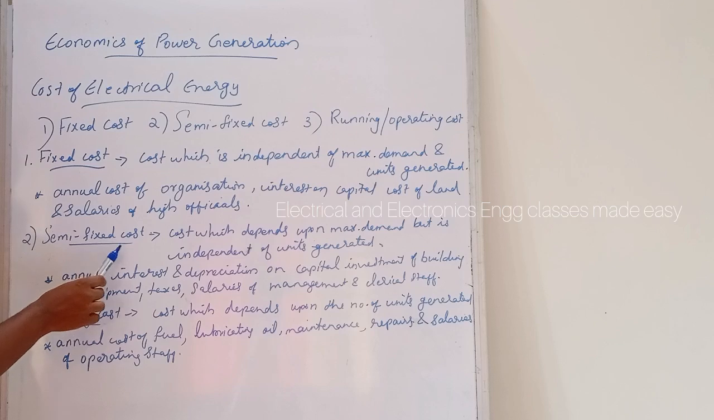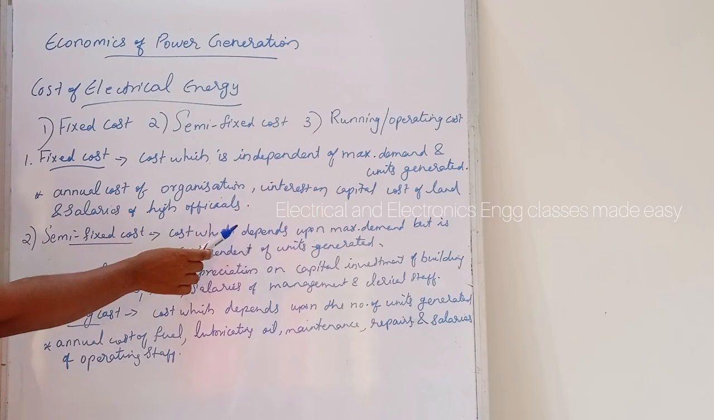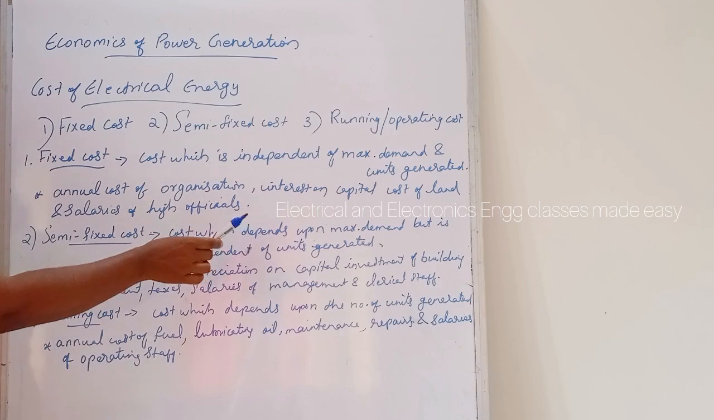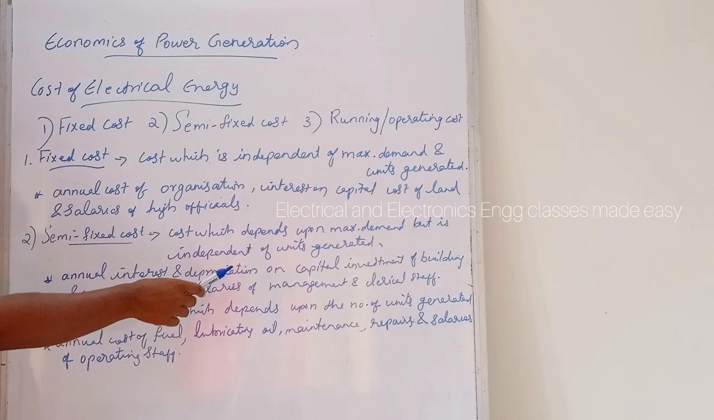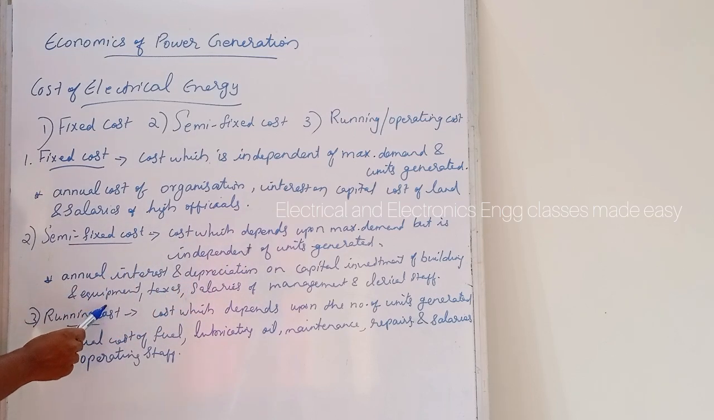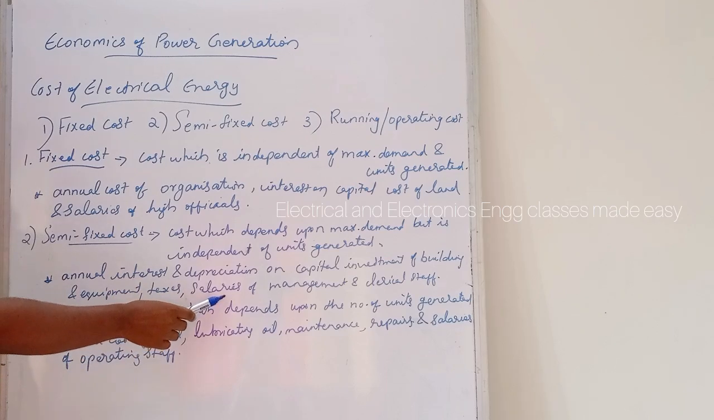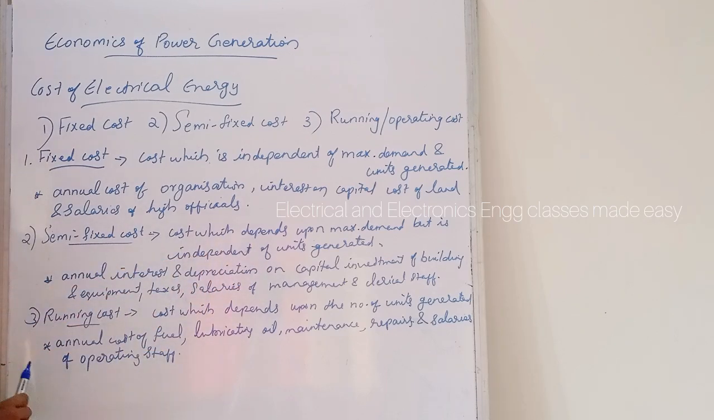Then next one is semi-fixed cost. It is the cost which depends upon the maximum demand, but it is independent of the units generated. And the semi-fixed cost is directly proportional to the maximum demand on the power station and is on account of the annual interest and depreciation on capital investment of building and equipment, then taxes and salaries of management and clerical staff.